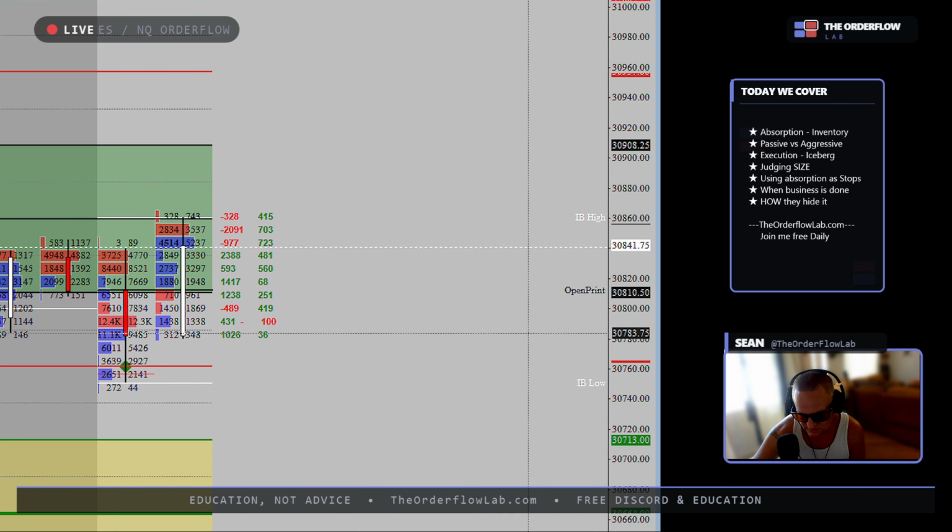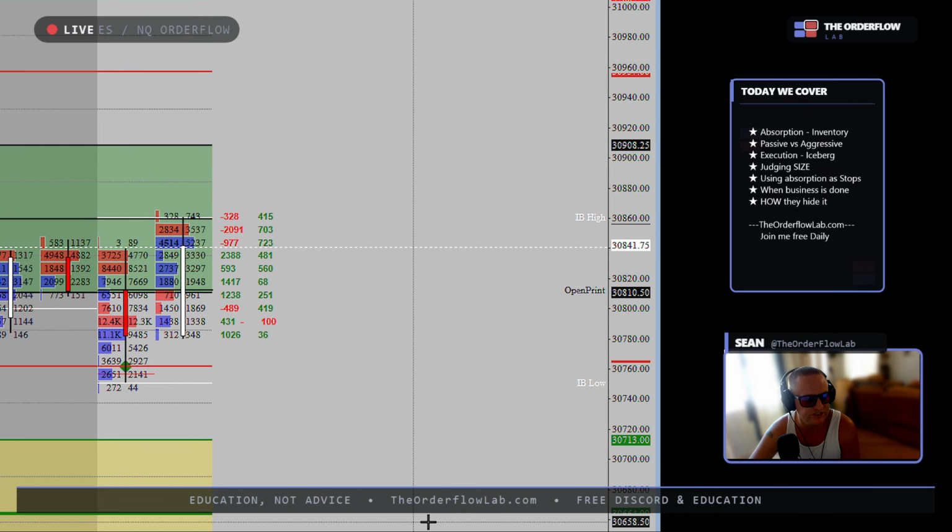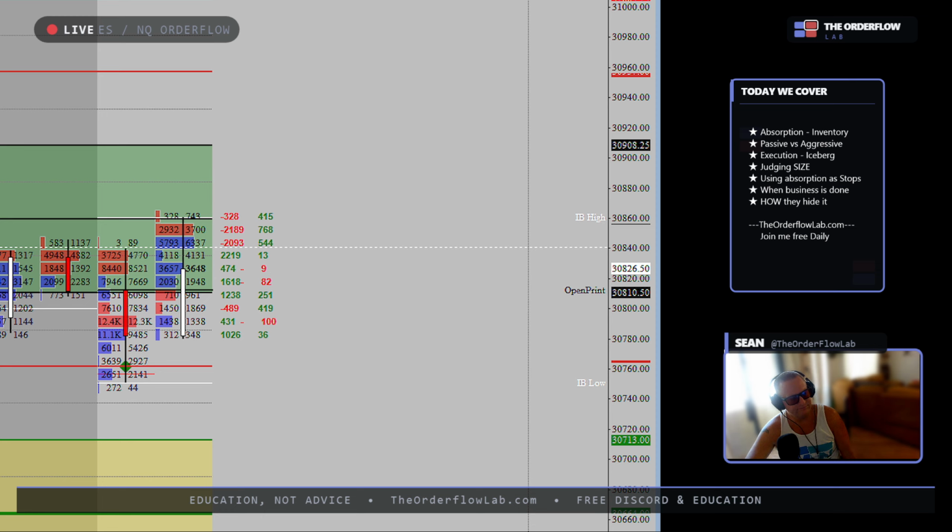Okay, let's let her go. That's very P-shaped as well, right? It's a very distributive auction. Let's see who wins this. Don't buy breakouts, son. There you go.